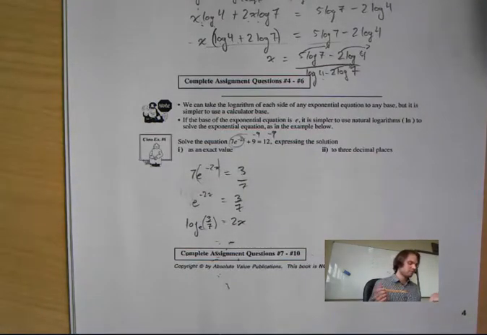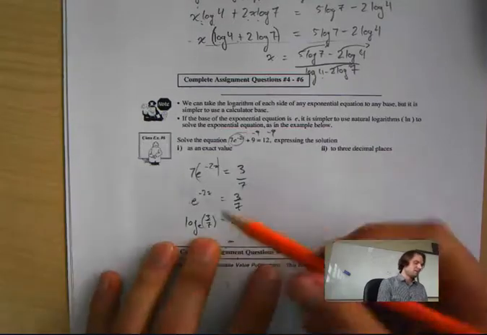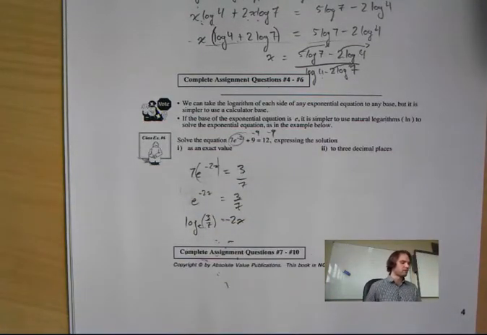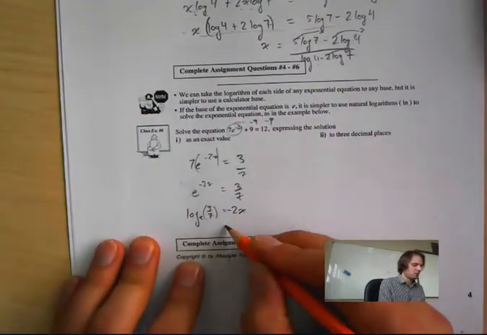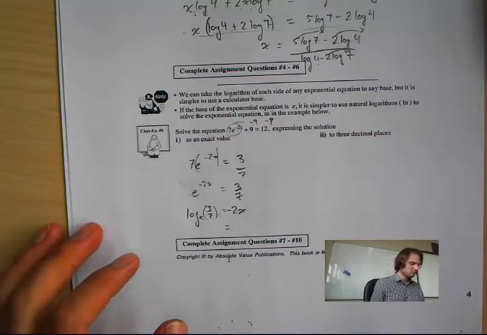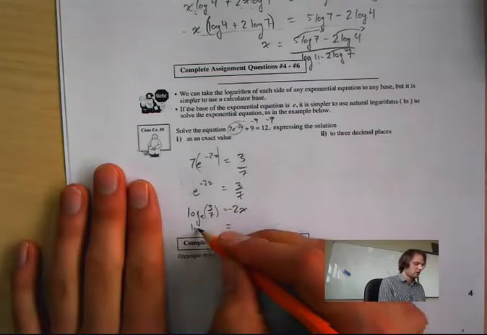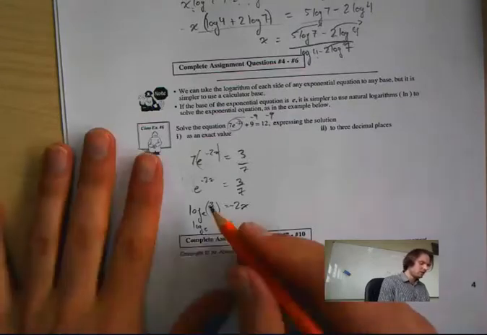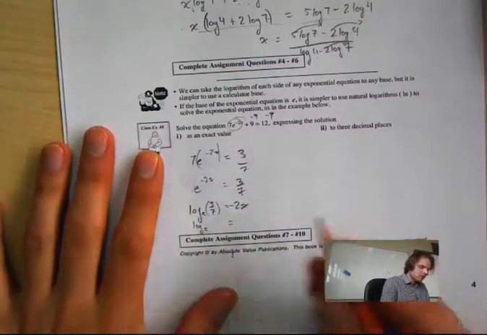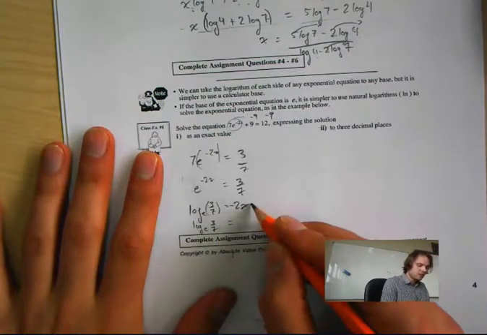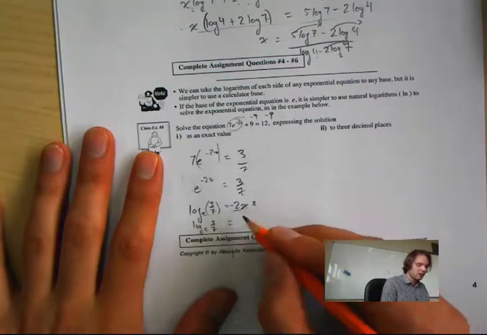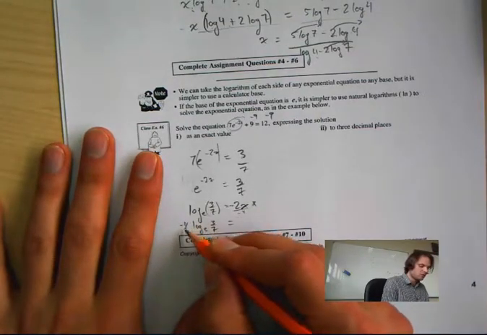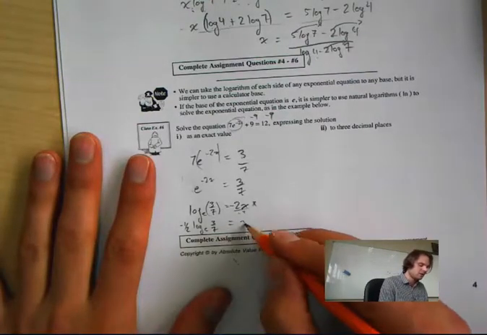That there looks very confusing, but it is absolutely fine. So I'm going to divide everything by negative 2. So I get log base e of 3 over 7, and I have to divide both sides by negative 2, so that's negative 1 over 2, or multiply by negative 1/2, is equal to x.